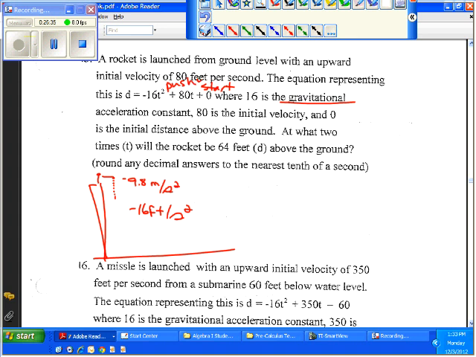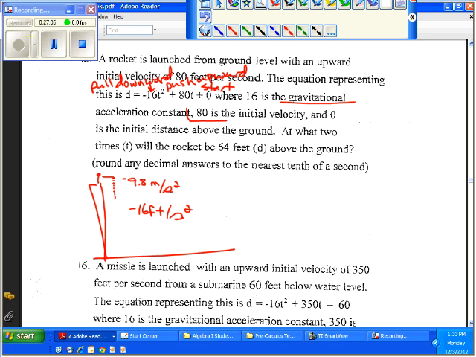This is the push upward from it being projected. And this is the pull downward due to gravity, right? Negative 16 feet per second squared. So this is a real equation. This isn't just numbers that won't work in the physics world. These are numbers that work in the physics world.